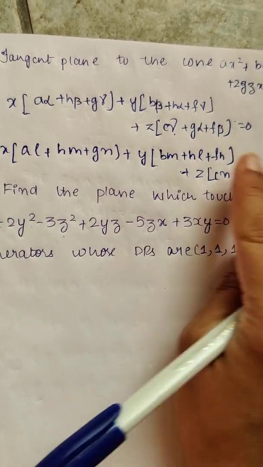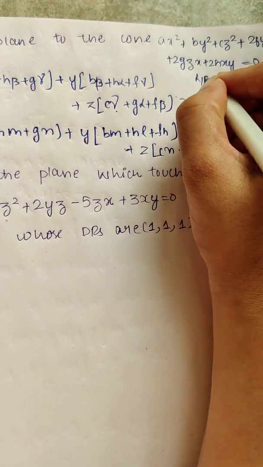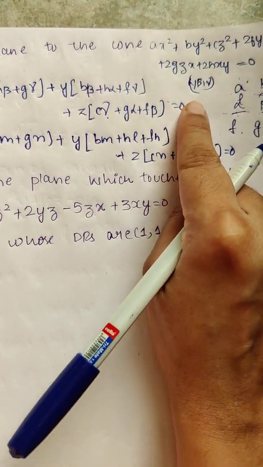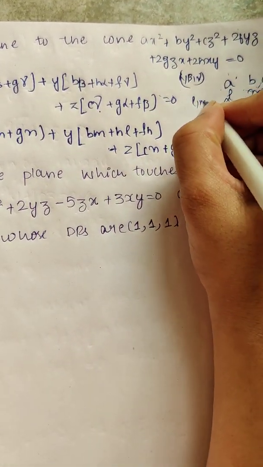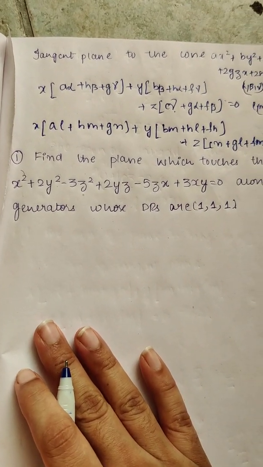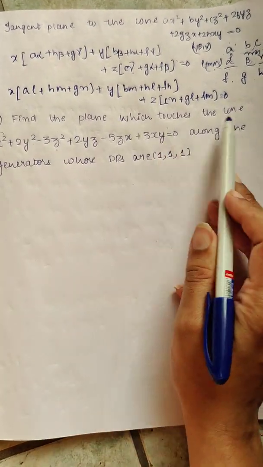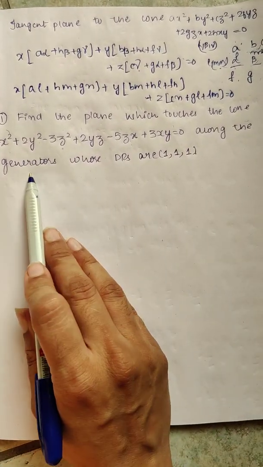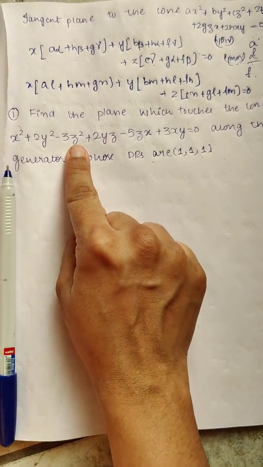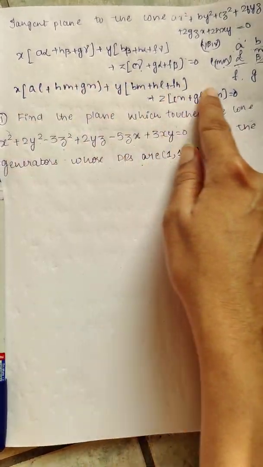This is the equation of a tangent plane whenever the cone and the point of contact are given. And this is the equation of a tangent plane if the cone and the DRs L, M, N are given. Let us move on to problem number 1: find the plane which touches the cone along the generators whose DRs are 1, 1, 1. Since I have a cone and DRs, I can construct the equation of a tangent plane using this equation.